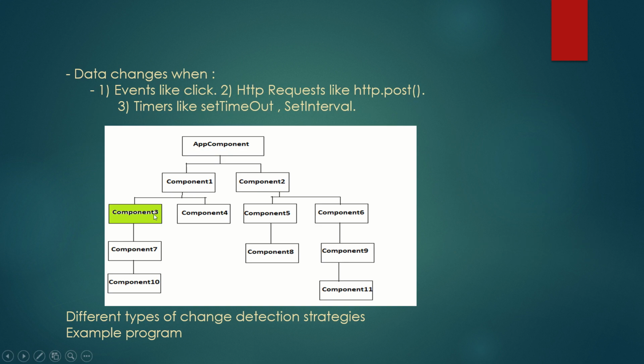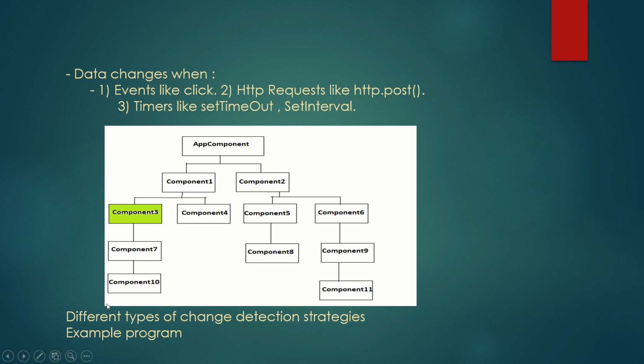Suppose here component 3 does not depend on component 1. That means no data is passing from component 1 to component 3. And components 3, 7 and 10 are using some static data to display. In that case, if it is using the default strategy, then when some changes happen within component 1, this change detection process runs through 3, 7 and 10 also, which degrades the performance. To control that process, we can use the OnPush strategy.